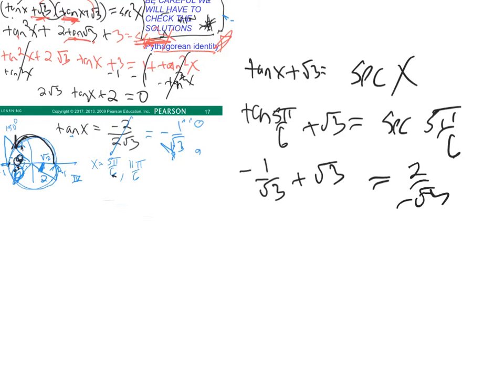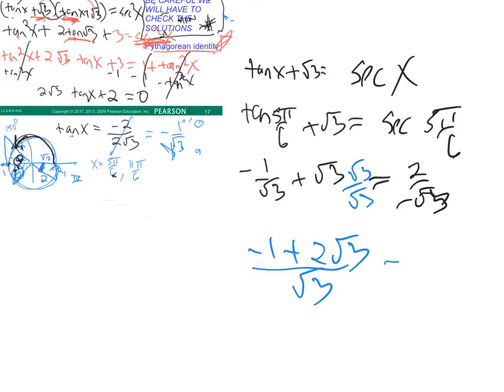Okay, I'm going to keep going. Let's add these two fractions together. Multiply by square root of 3 over square root of 3, or do the magic cross multiply stuff. That gives me negative 1 plus 2 square roots of 3 all over square root of 3, which has to be equal to negative 2 over the square root of 3.